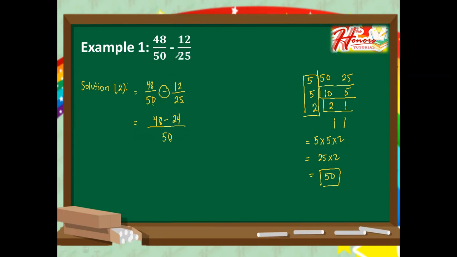So minus 48 minus 24, that is 24 here over 50. And then kindly check if you can still simplify the given. So yes, it can still be simplified. Just think of a number that can divide 24 and 50 at the same time without remainder. And that is 2.